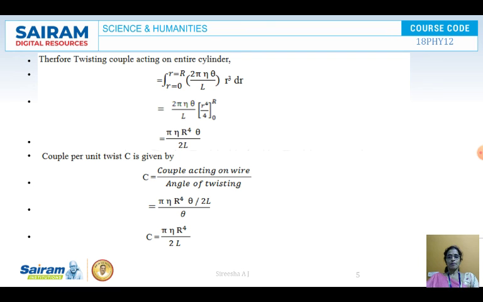So, this is the couple per unit twist of a solid circular cylinder, which is nothing but the torsion of a cylinder.